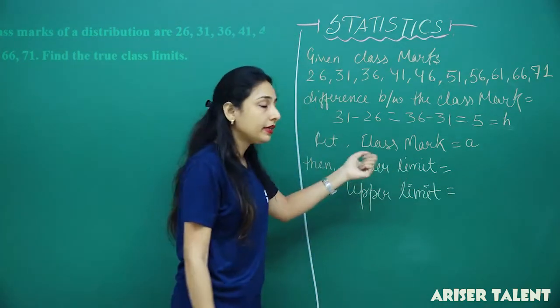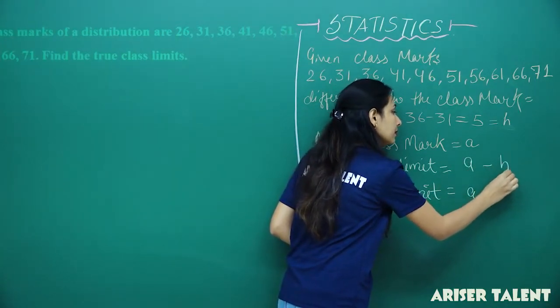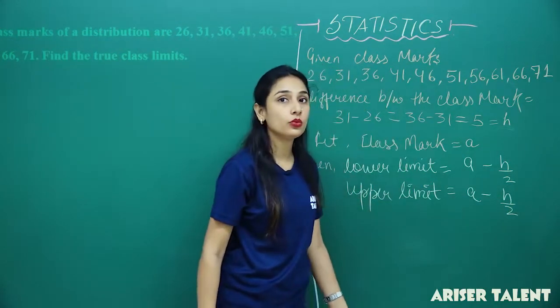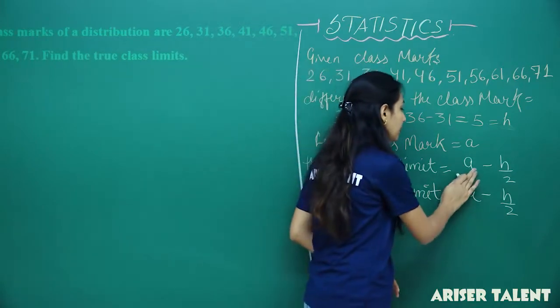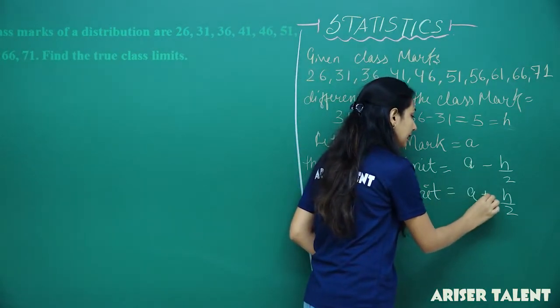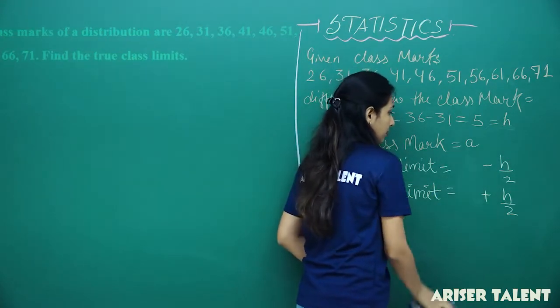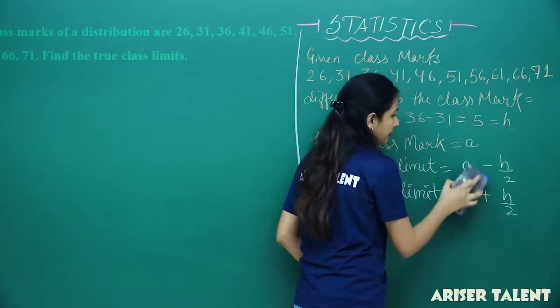The lower limit is, both are A something H by 2. Now, what is this something in the first case? That will be minus simply, and in the second case that will be plus, that's A. Should I write it more clearly? Okay.